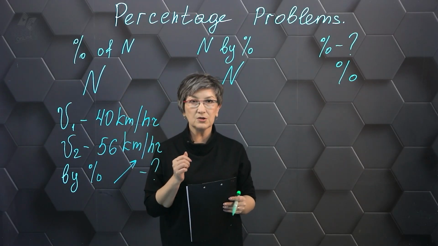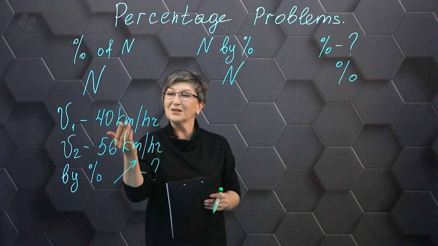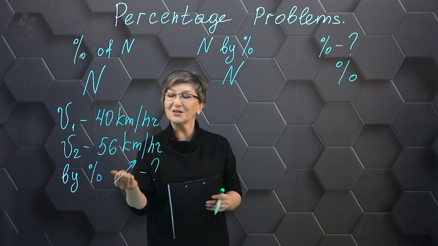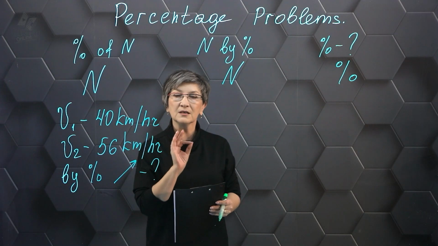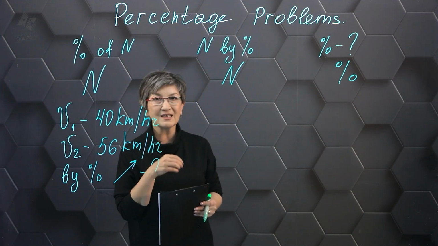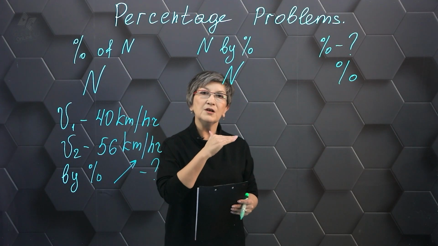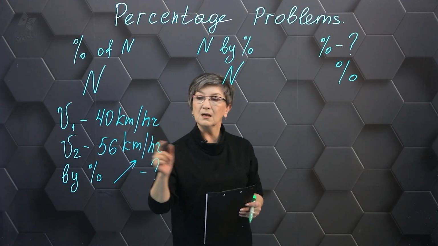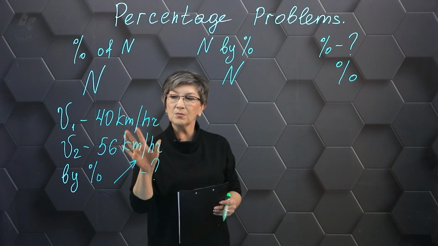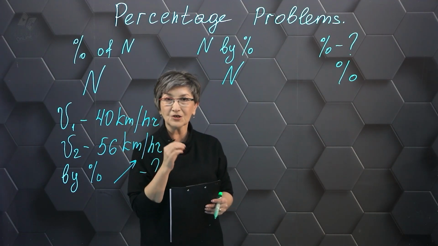Why do I say increased? Obviously, if the speed was 40 kilometers per hour and became 56 kilometers per hour, the speed has increased. Of course, some problems will ask you to answer whether the percentages have increased or decreased. But for now, we take the task where it is obvious that they have increased. So how do we find the given percentages?